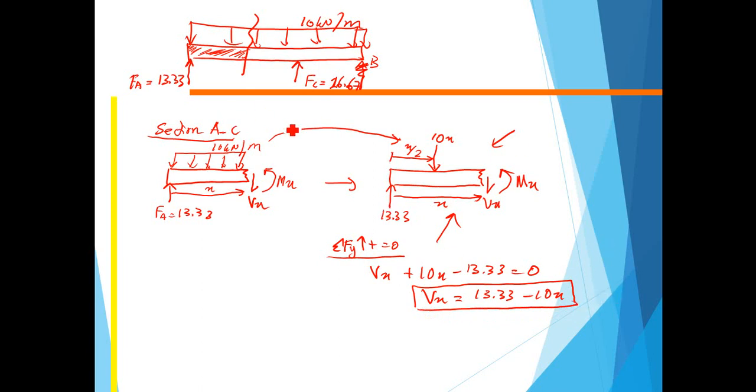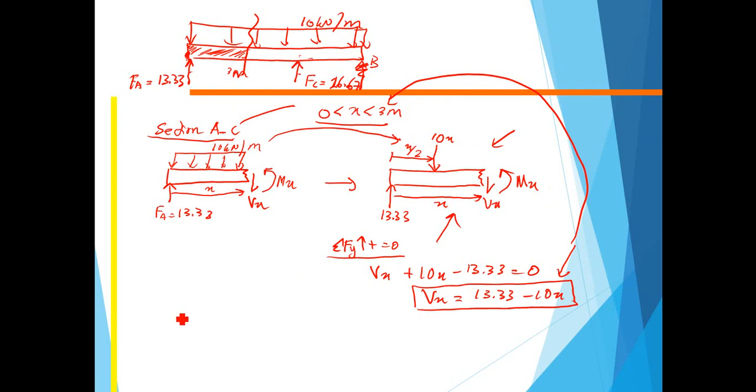Oh, okay. Before I proceed, for section AC, x is valid from 0, which is point A, to point C, so from A to C. Point C is 3 meters. So it's valid from 0 to 3 meters. So our equation here actually is valid only for x in between 0 and 3.